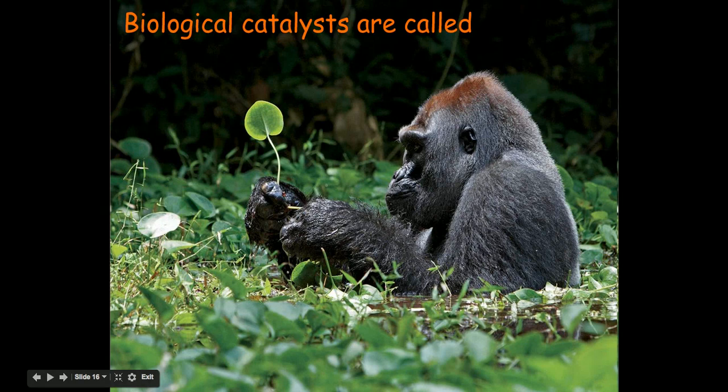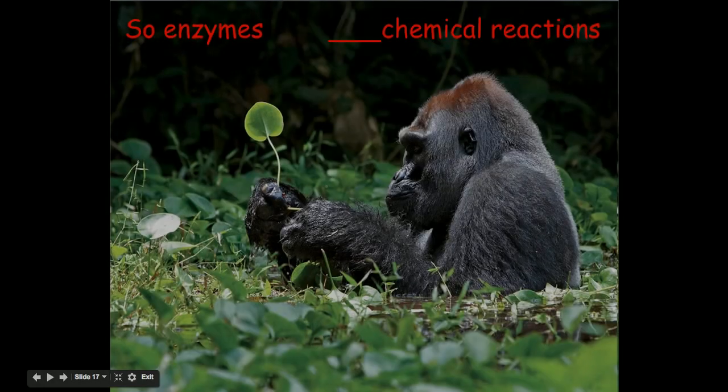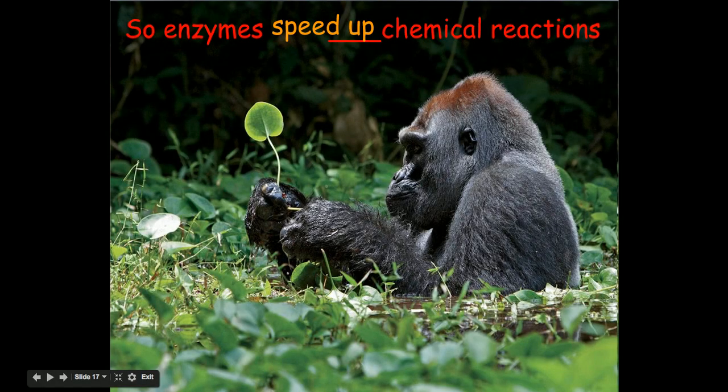Now, biological catalysts. So catalyst is just anything that speeds up a chemical reaction. Biological catalysts are called enzymes. And this is what this unit is on. Enzymes are going to be molecules that are found naturally, made in our bodies, that are going to speed up chemical reactions. So here's your next one. So enzymes, they're going to speed up chemical reactions.